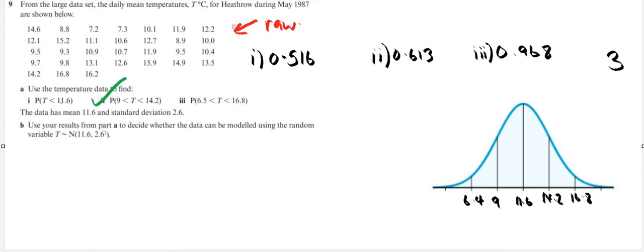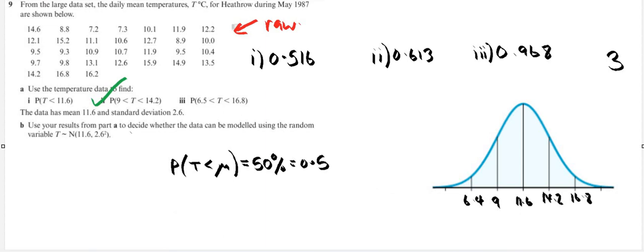Now look at these. For I, it was less than 11.6. Well, that's the mean. And for a normal, the probability of T being less than the mean is 50%, or 0.5. So that's pretty close because we got 0.516.